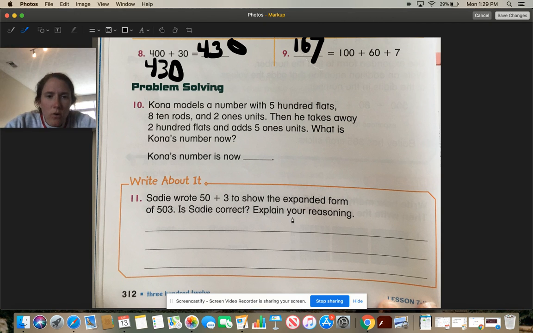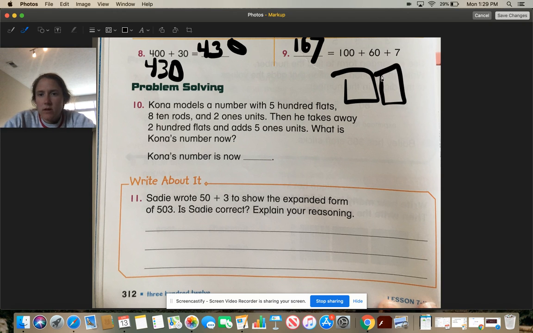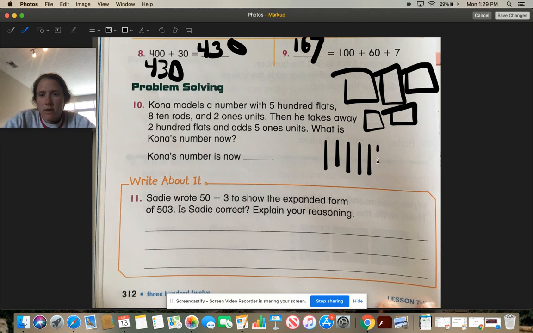So it says that Kona models a number with 5 hundreds flats. So I'm going to just draw 5 squares, because those are hundreds flats. So 5 of those, and it says 8 tens rods. So now I'm going to draw 8 rods. 1, 2, 3, 4, 5, 6, 7, 8, and then 2 ones. 1, 2. Now he takes away 2 hundreds flats.